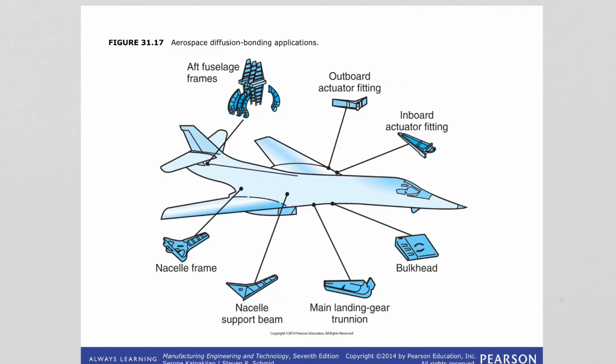Diffusion welding is used for fabricating complex parts for the aerospace, nuclear, and electronic industries. And here you see the application areas in aerospace for diffusion bonding. You see different types of parts joined together using the diffusion bonding or diffusion welding technique.